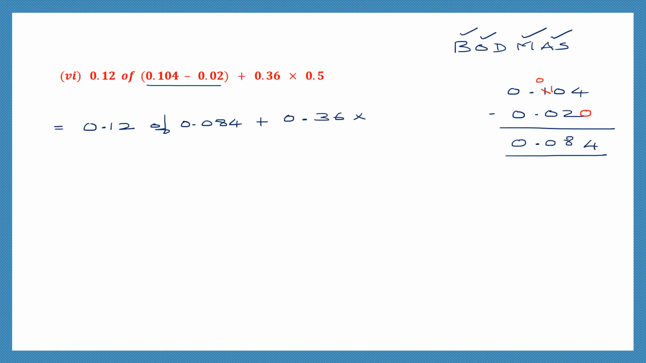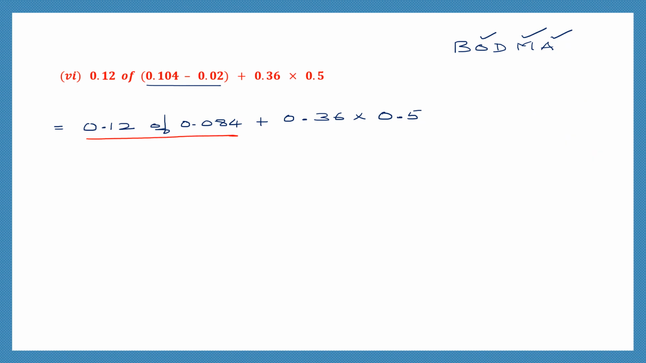0.36 into 0.5. So now what are the operations we have? We have off, addition and multiplication. So which one should we do? We should do off. We finished with brackets, so I'll take that off. Now we have to do off. So where do we have off? This is what we need to do now. So let's do that.